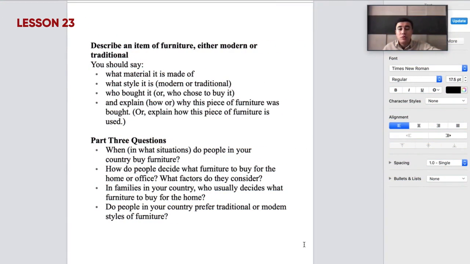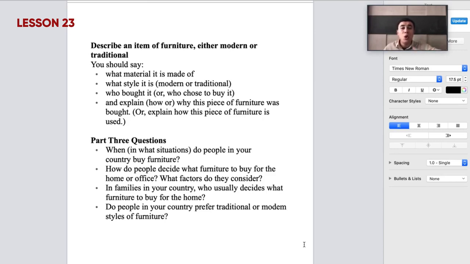Now you should understand that in part 3 you will be asked questions related to the topics that you had in part 2. Here you talked about furniture in part 2, and in part 3 the examiner will continue asking questions about furniture. But these questions are going to be more general, and at the same time you should be analyzing these questions in a more detailed way.